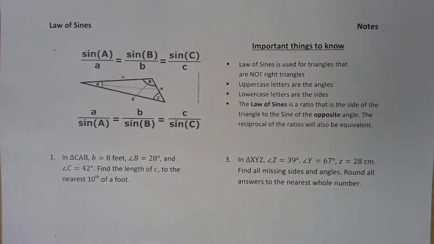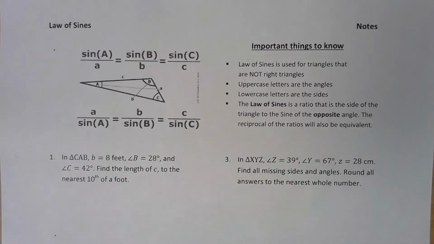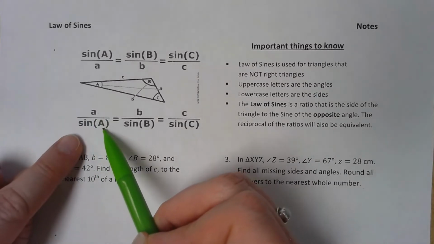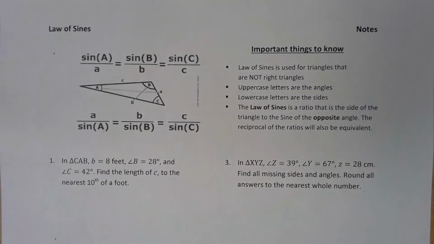Notice that law of sines can also be flipped over, which is the last point, that the law of sines is a ratio that is the side of the triangle to the sine of the opposite angle. The reciprocal of the ratios will also be equivalent. So it will not matter if you put your sides or your angles as the numerator or denominator, as long as you're using sine of the angle to the opposite side.